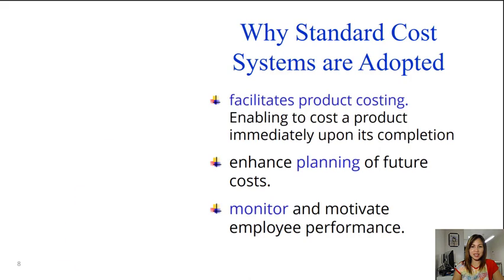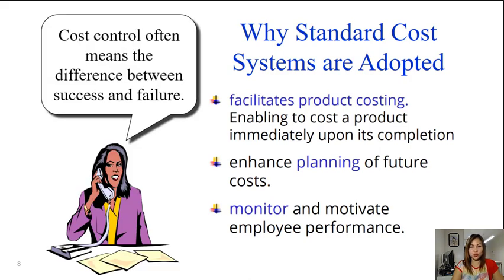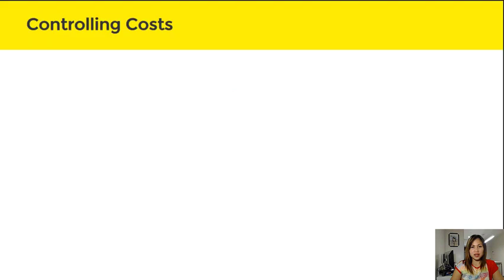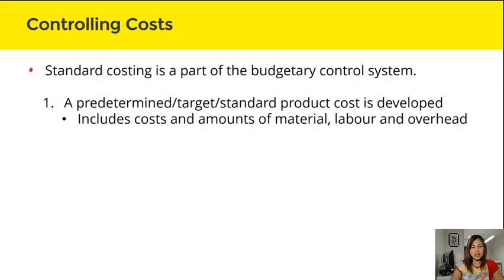For most businesses, cost control means the difference between success and failure. So how do we use standard to control costs? Standard costing is a part of the control system. So first you will set the standard. This is before you start the production. So let's say you set the standard in December to be used from January 2020 to December 2020. So in December 2019, you will calculate the standard of cost, amounts of material, labor, and overhead.